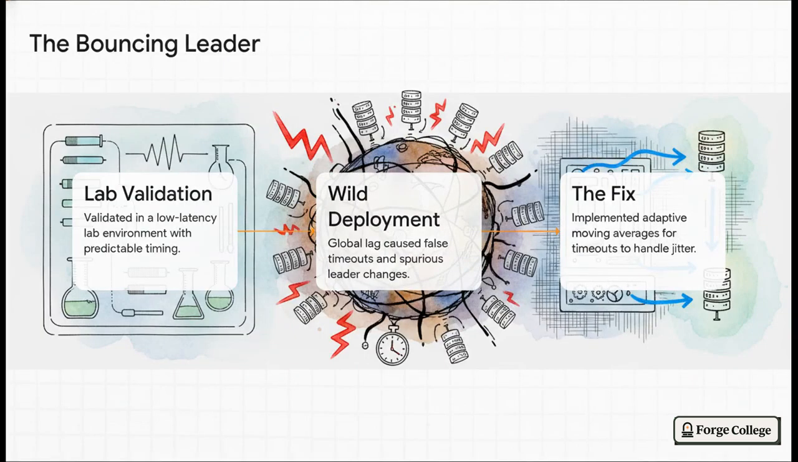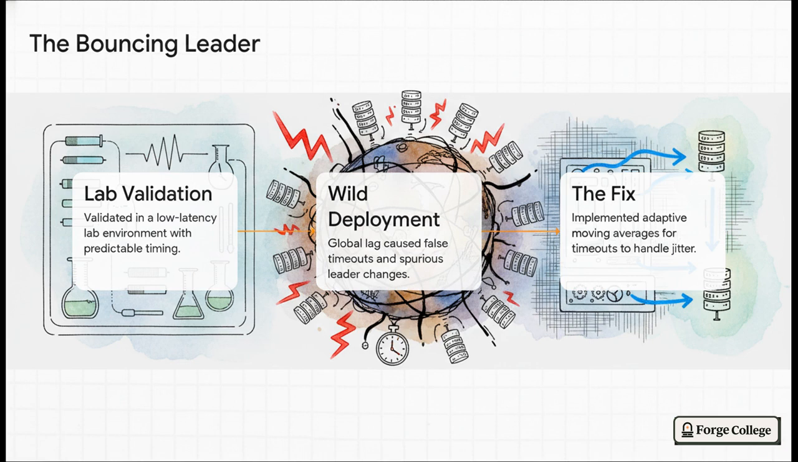Let's look at our first little mystery. We'll call it Case Study A, the bouncing leader. So, step 1, the system was validated in a low-latency lab environment. Everything looked great, right? But then, step 2, it gets deployed to the wild. Suddenly, global internet lag caused all these false timeouts. The system kept thinking the leader node had crashed just because its ping was a few milliseconds late, so it kept electing new leaders, over and over again in this crazy, continuous loop.